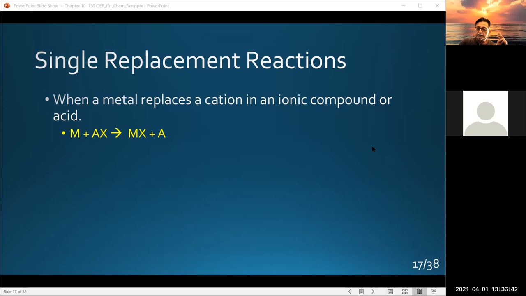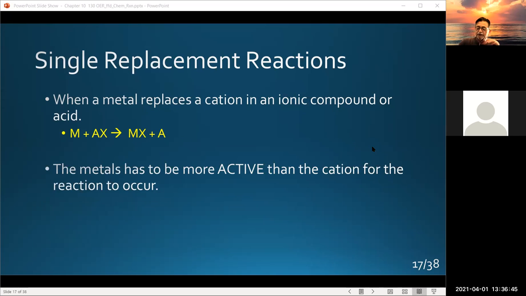And the other aspect is we use the activity series to determine whether this reaction occurs. For this reaction to occur, what we do is we look at the metals and determine which is the most reactive metal. So in this generic formula, we will say, okay, which metal is more reactive, M or A? Now, we know A is in the salt form, but we don't care about whether it is salt form or not. We just want to know which metal is more reactive.